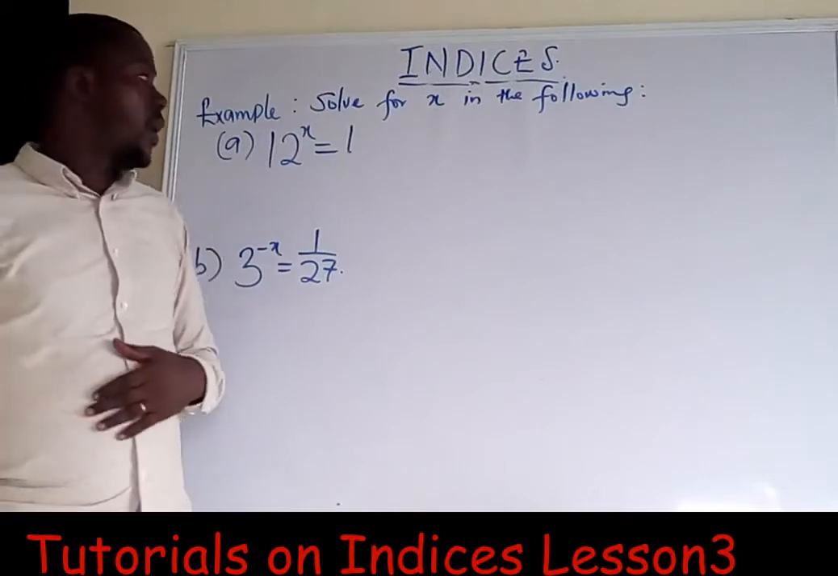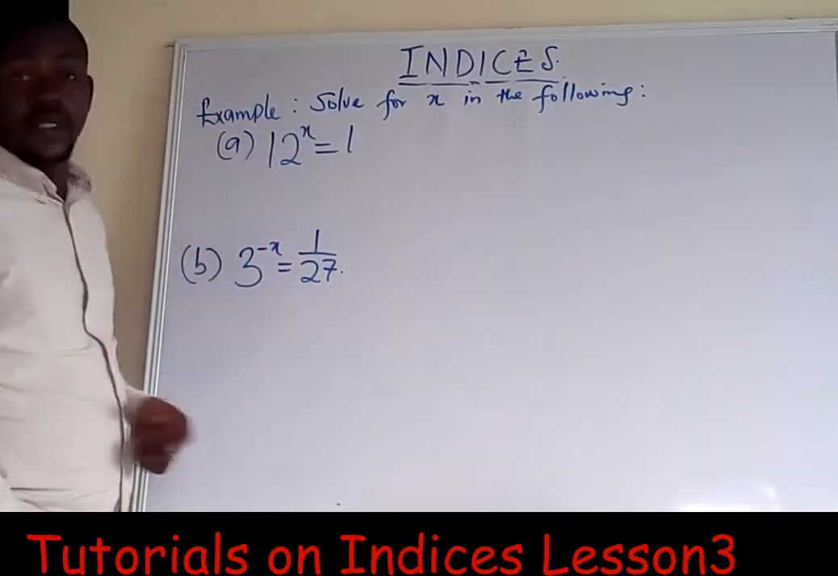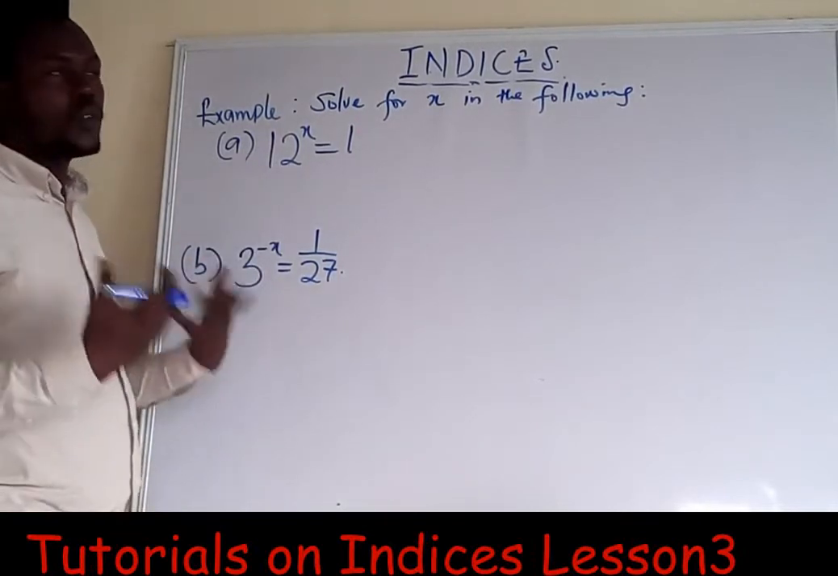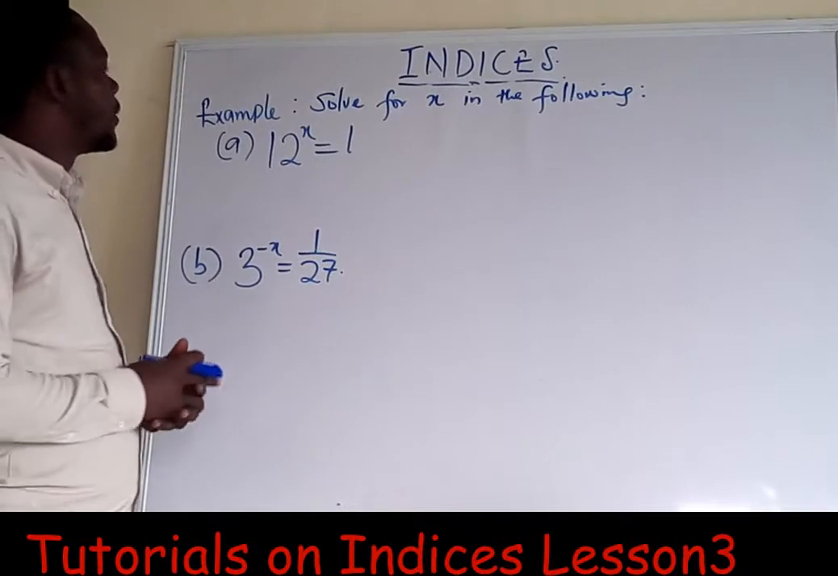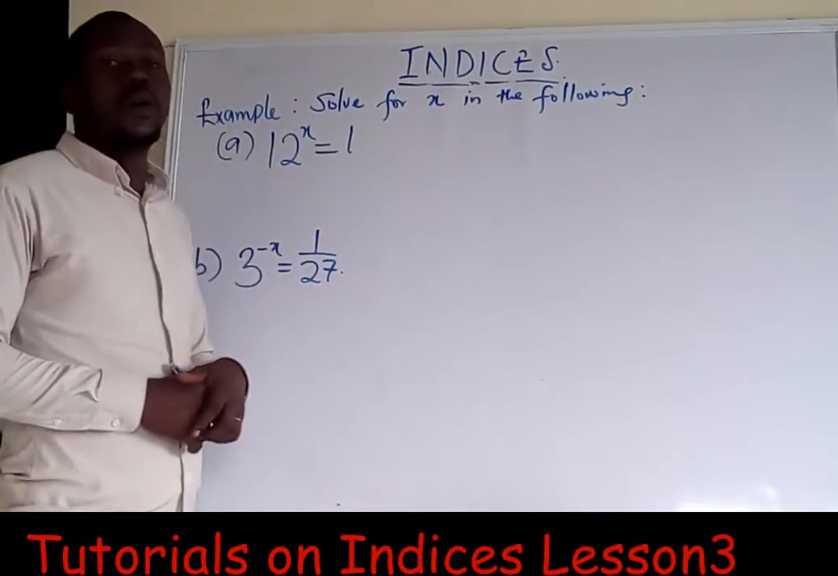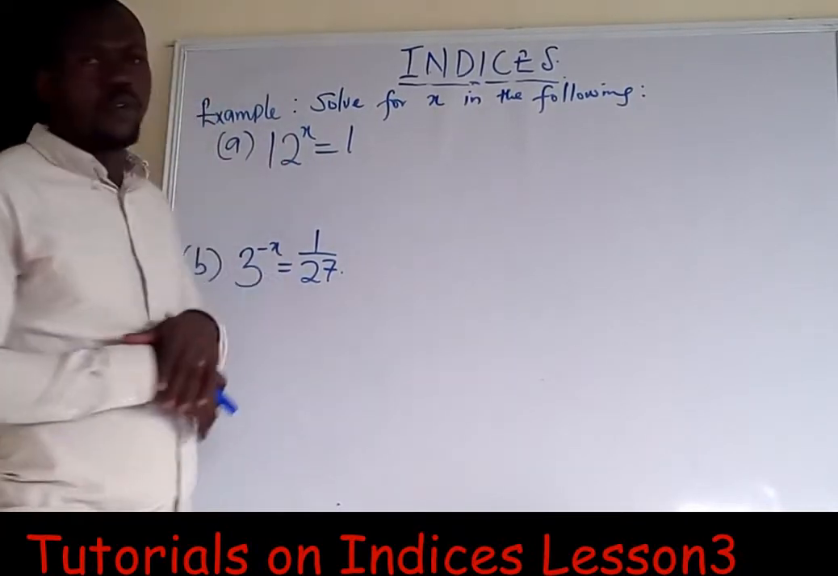Alright, I have some other questions on the board, like 2 questions here. We are solving for x, and in 2 of them we are looking for the value of x. And then this one says 12 raised to the power x is equal to 1. And how do we get the value of x here?